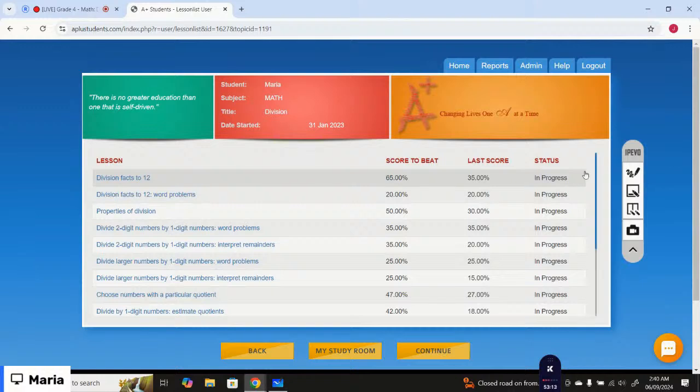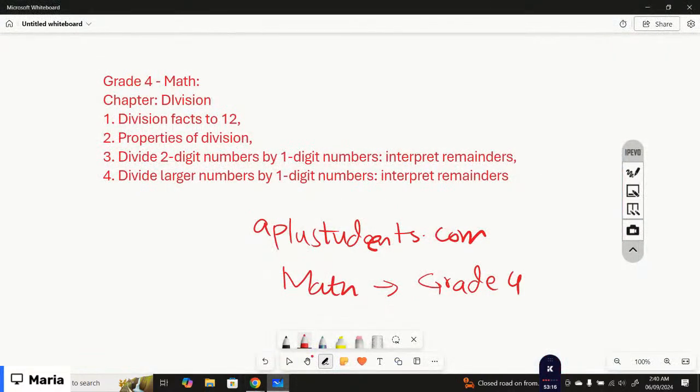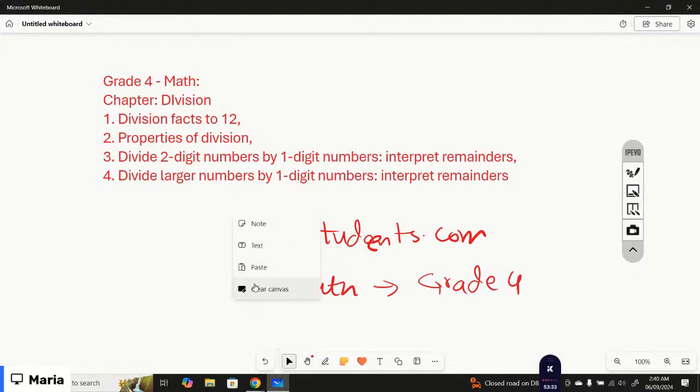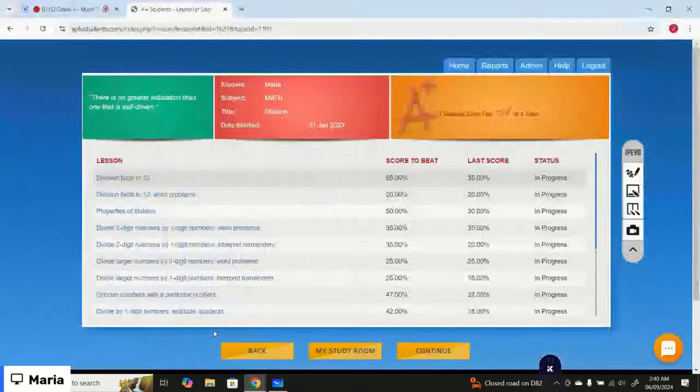So we were working on the chapter division. Grade 4 math, the lessons we have covered today are division facts to 12, properties of division, divide two digit numbers by one digit number, interpret remainders, divide larger numbers by one digit number, interpret remainders, right? So please make sure before the next session you complete all the practice questions for the lessons we just did. That is your homework until the next session, right?